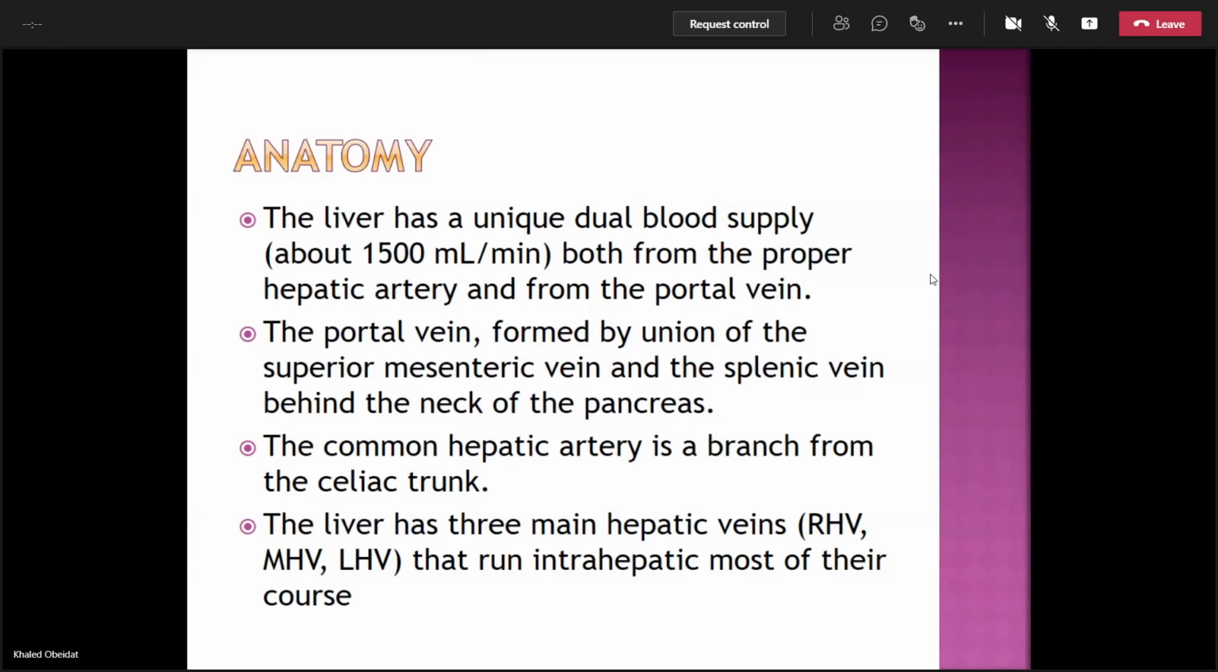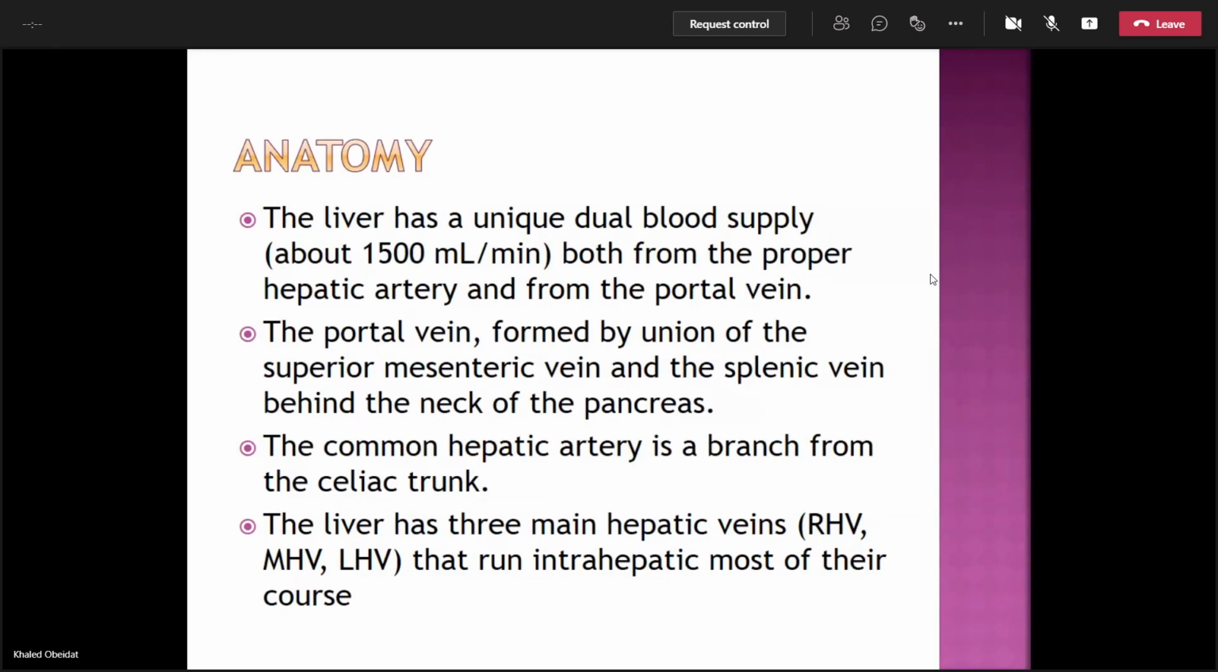Regarding the hepatic artery, it's a branch from the celiac trunk. We have three branches of the celiac trunk: the splenic, the gastric, and the common hepatic. We call it common hepatic until it gives the gastroduodenal artery. After that, we call it proper hepatic artery.